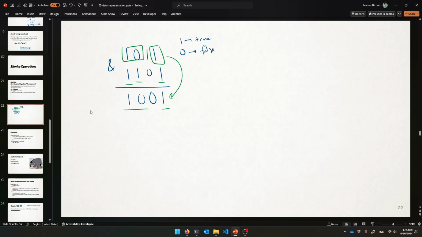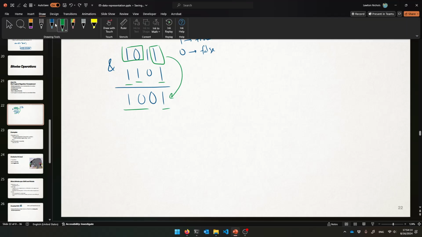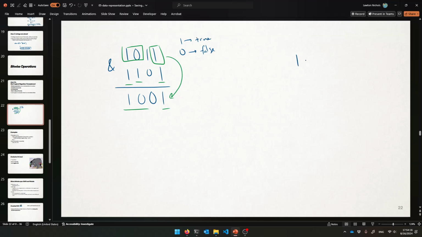That's bitwise AND. Bitwise OR is very similar, but it's going to do the OR operation on the bits. So if we have 1, 0, 1, 1, and let's say 1, 1, 0, 1, you can do bitwise OR on that. That's a single pipe character. It's not a 1. And it produces another number again.